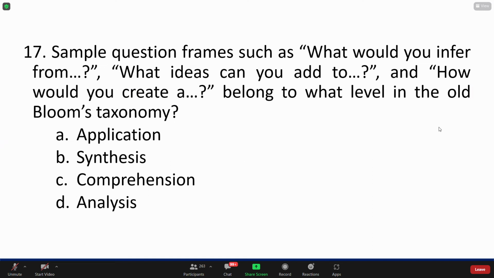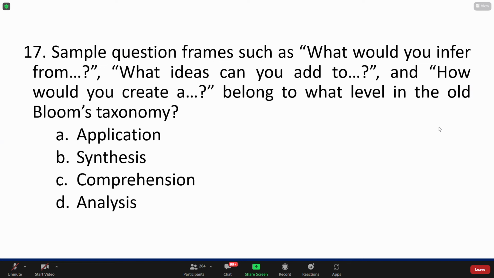Number 17: Sample question frames such as what would you infer, what ideas can you add to, and how would you create? A, belong to what level in the old Bloom's taxonomy? Letter A po, sir. Is it application?